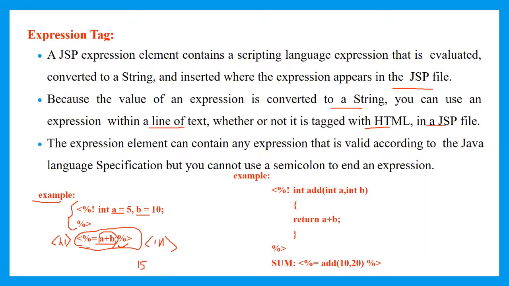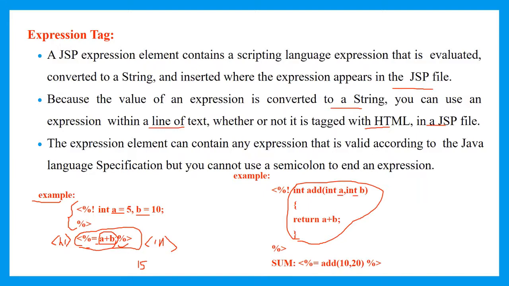Another way is this example. I am going to call a function. The function definition is written within a declaration tag. As per the definition of the declaration tag, we can also make use of a function definition within a declaration tag. This is a function add, which is going to return an integer value by taking the two arguments a and b. Now I need to find the sum by using an expression tag.